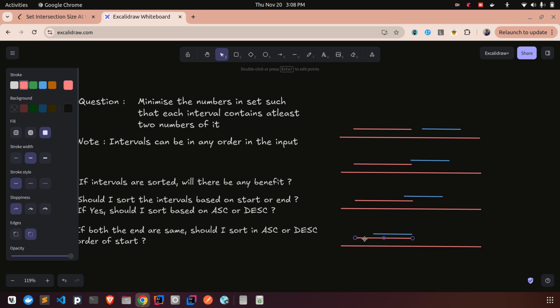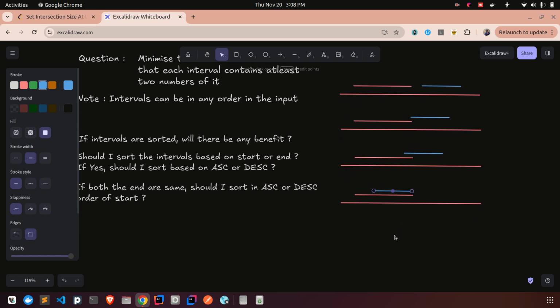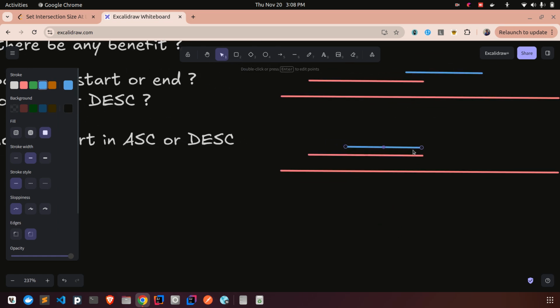If you pick this interval first, that means if you pick any two numbers from this, those two numbers will definitely lie in the other interval. But if you pick the other interval first, it is not necessary that those two numbers will always lie in this interval. I hope you are understanding what I am trying to say. If I pick an interval which has a higher start value, then any two numbers which you pick from it will always lie in the other interval.